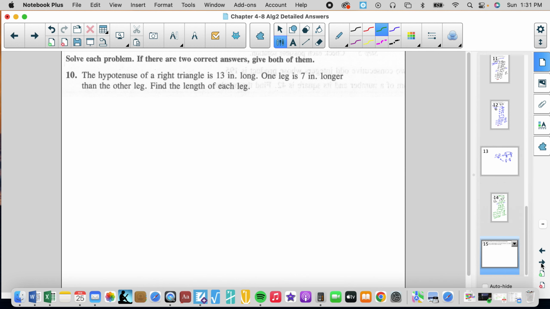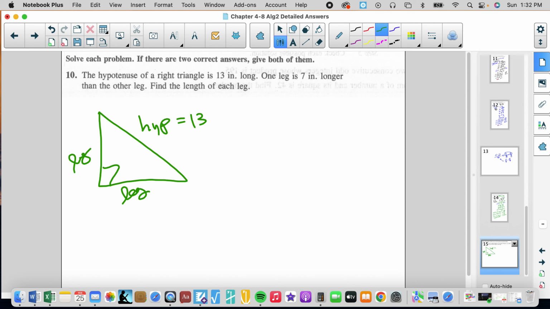Number 10, hypotenuse. Oh, how many more problems we got here? Oh, this is the last one. Nice. Hypotenuse of a right triangle. So what do we know about hypotenuses? They're opposite the right angle. This is always going to be our hypotenuse. This is going to be leg and leg. One leg is 7 inches longer, find the length. Hypotenuse of a right triangle is 13 inches long.